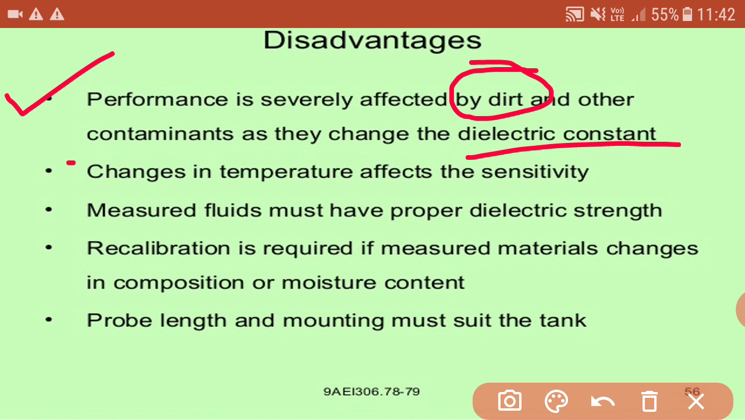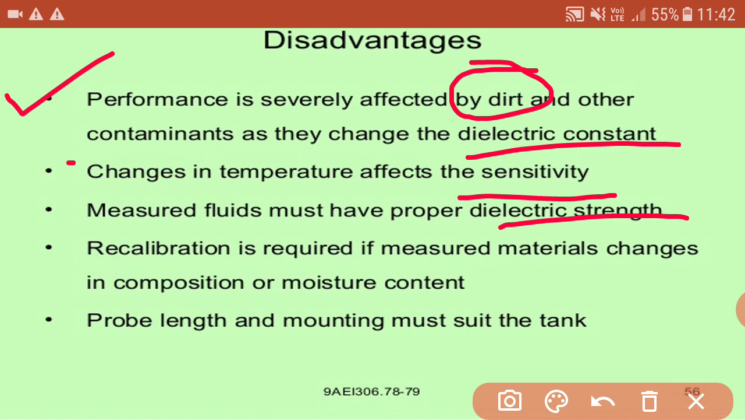Changes in temperature affect the sensitivity. If there are changes in temperature, then it will affect the sensitivity. So this can also be considered as a disadvantage. Then measured fluids must have proper dielectric strength. So if the measured fluid does not have proper dielectric strength, then we cannot use this method.